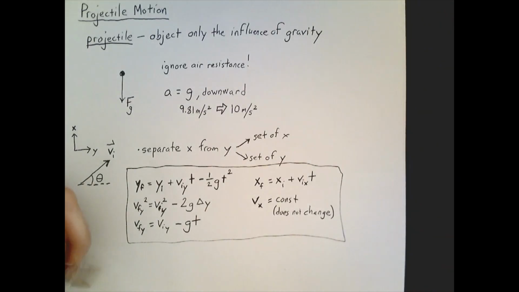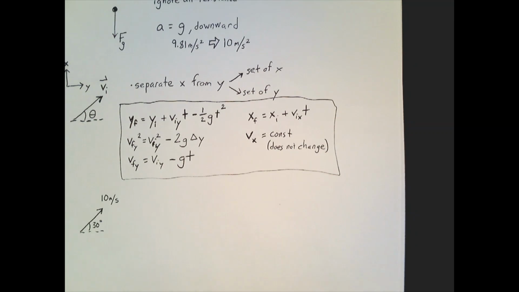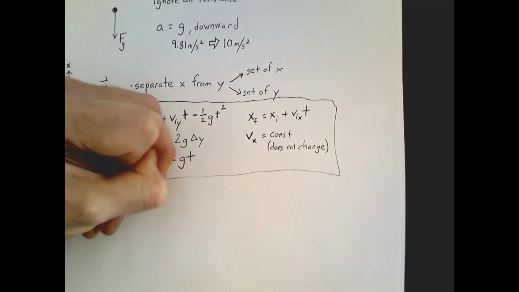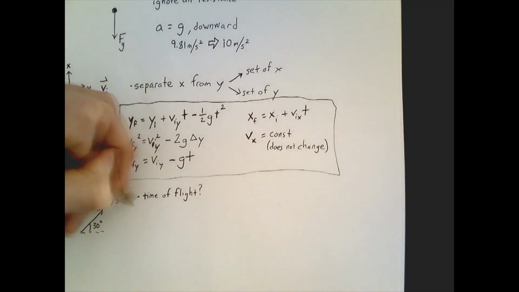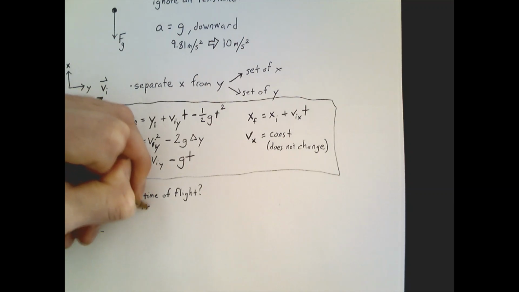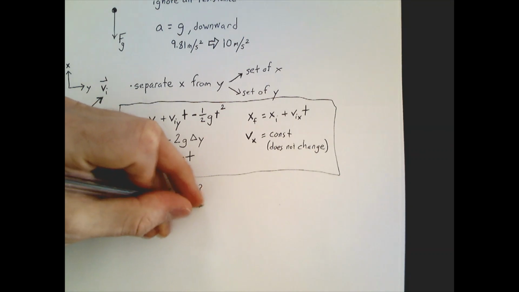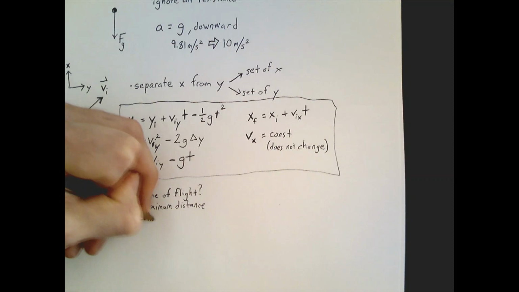Let's say we have a 10 meter per second at 30 degrees. So we've kicked a soccer ball at 10 meters per second at 30 degrees above the horizontal. And we want to know the time of flight. So how long was it in the air before it landed again? We want to know the maximum distance covered. And we want to know how high it got, the maximum height.